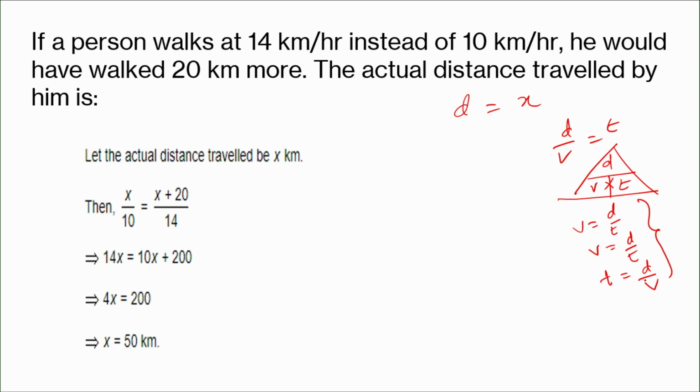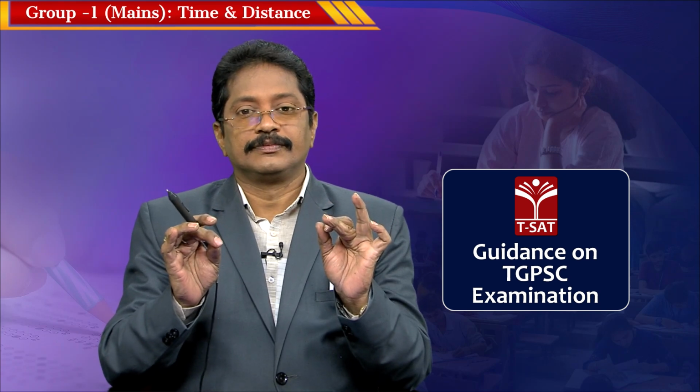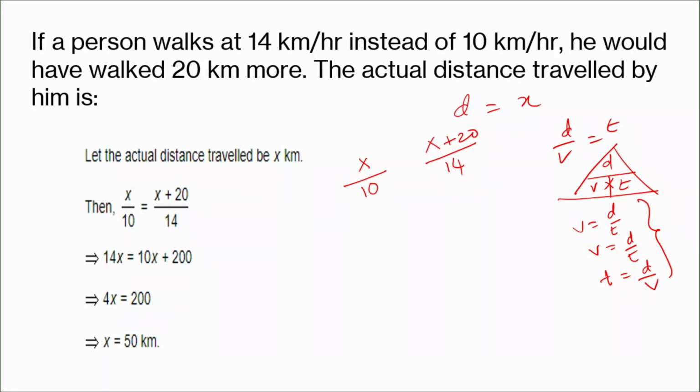So, now we are taking the relation d by v. First I am taking the value x distance with the speed 10 kilometers per hour, x plus 20 kilometers distance, with 14 kilometers per hour, because time is the same. See, do you understand? If a person walks 14 kilometers per hour instead of 10 kilometers per hour, he would have walked 20 kilometers more in the same time, means t is constant here.